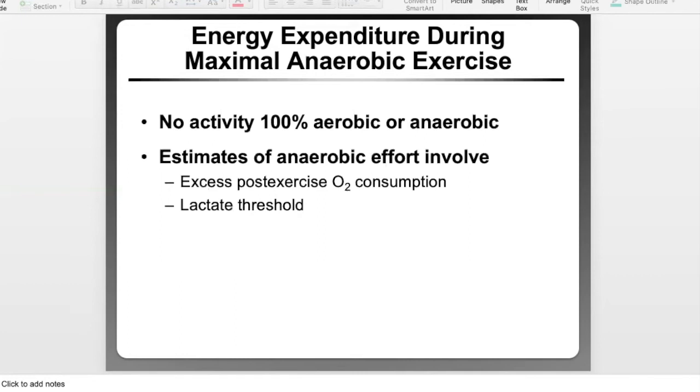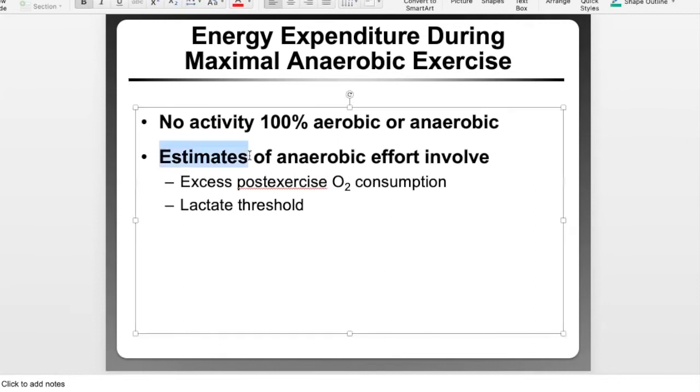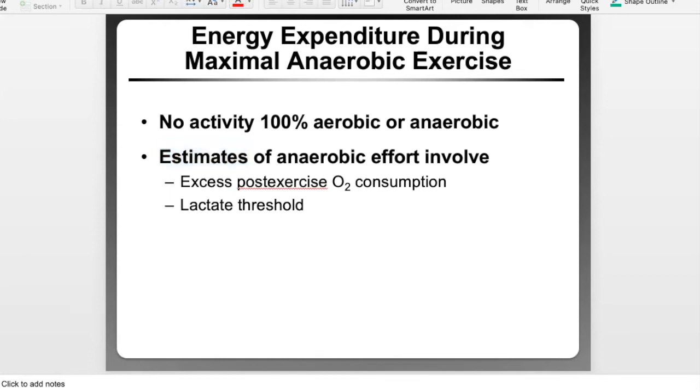But remember, no activity is 100% aerobic or anaerobic. In the beginning of most activities where there's no oxygen demand because there's still ATP in the muscle, that's going to be an anaerobic event. So even just walking on a treadmill starts with an anaerobic effort. So again, the closest that we can get are just estimating our aerobic and anaerobic energy expenditure. There are a lot of competing factors.